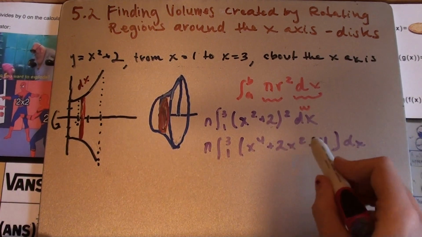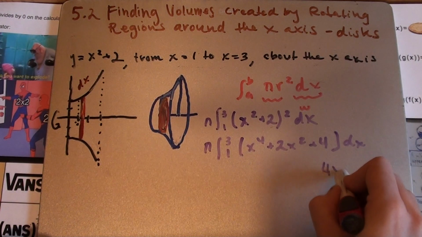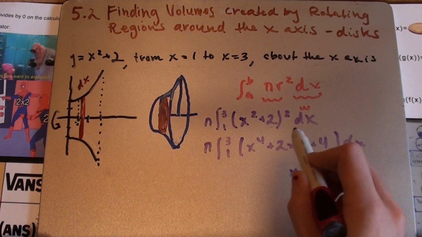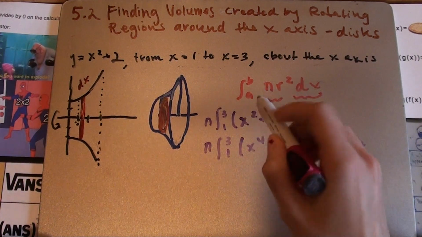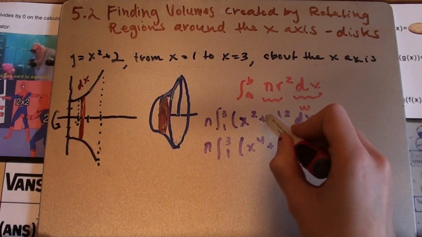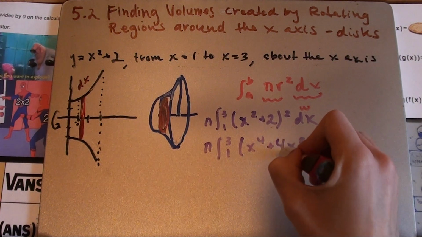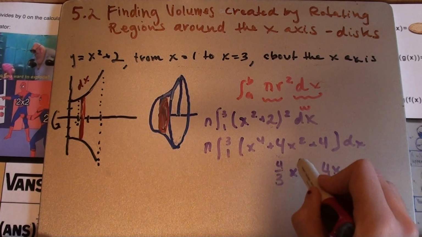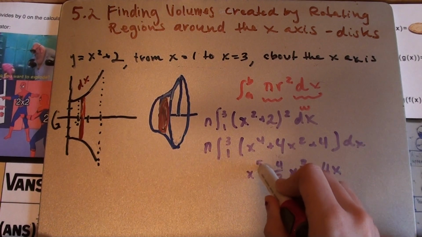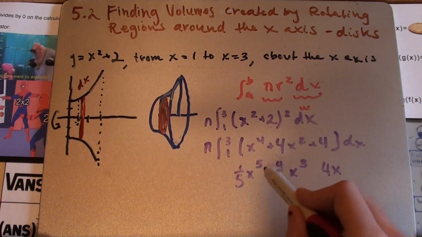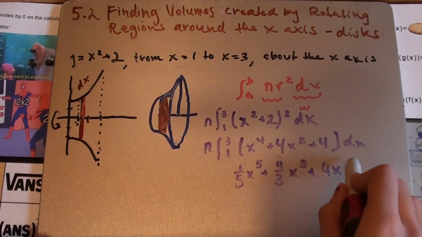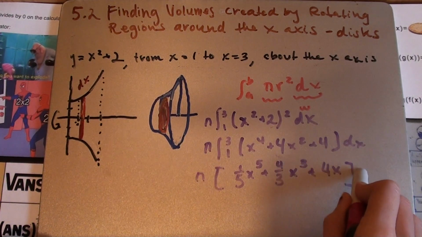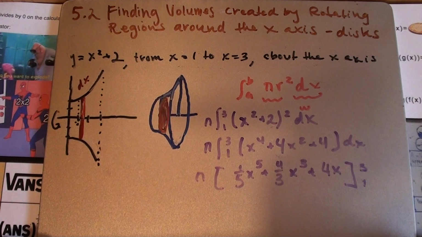Now integrating, we add 1 to our exponent, so we're going to have x to the 5th, with 1/5 out in front. Oh, and this is supposed to be a 4, right? When we FOIL everything out, we have 2 times x squared plus another 2 times x squared, which gets us 4x squared. So integrating, we have 4 over 3 x cubed, adding 1 to our exponent here, and then 4x. So that's our completed integrated equation, and our bounds still hang out. We haven't used those yet, so we're still going from 1 to 3.